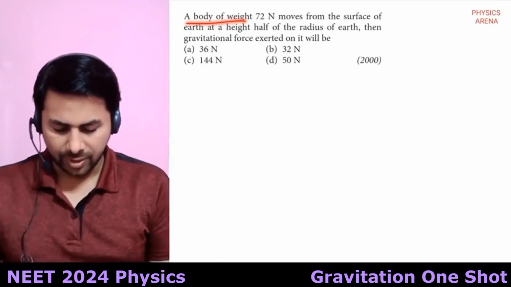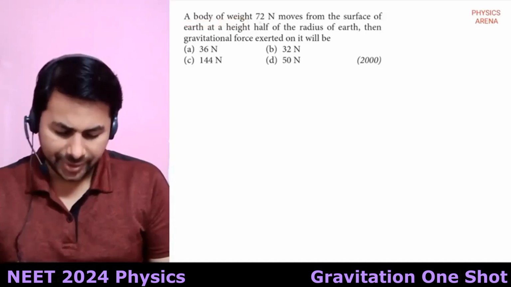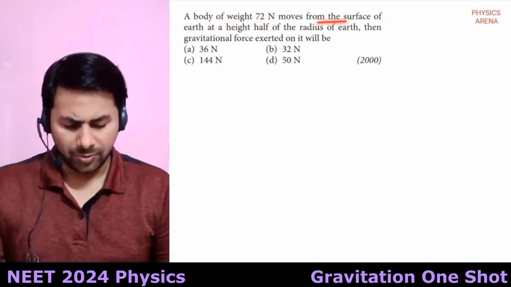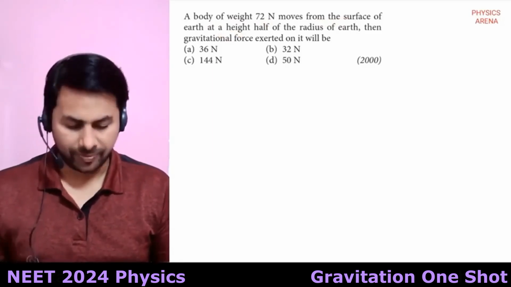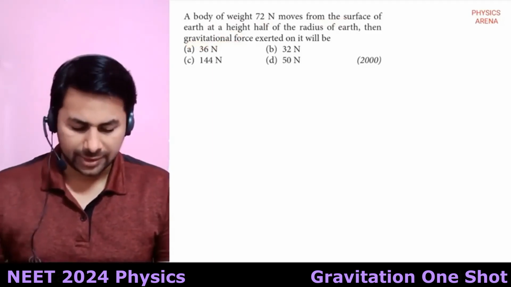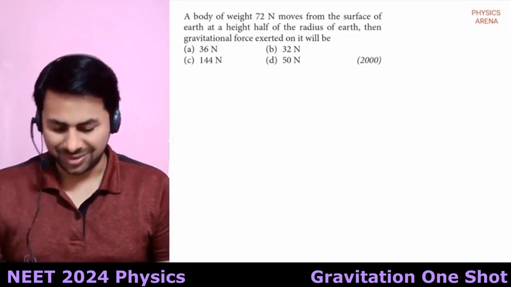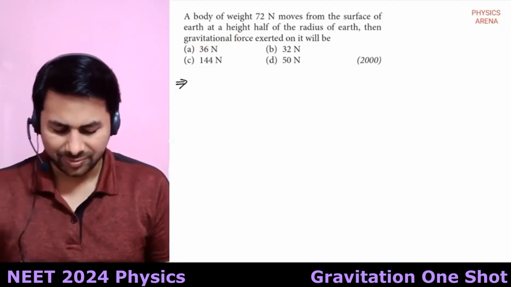Next question. A body of weight 75 Newton moves from the surface of Earth to a height of half the radius of Earth. Then the gravitational force exerted on it will be. Tell me what we can do.